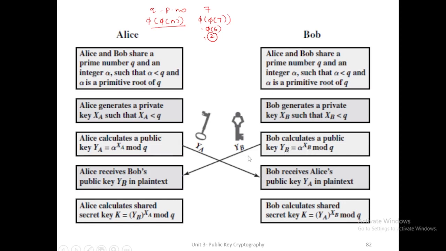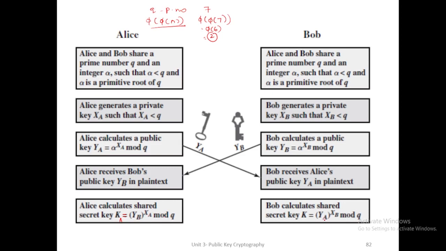After calculation of the public keys, they exchange their keys. The sender sends his public key YA to the receiver B, and the receiver sends his public key YB to the sender A. After exchanging keys, they separately calculate the secret key. If the sender calculates the secret key, it is termed KA. KA is calculated based upon the receiver's public key with its own private key. So the formula is KA is equal to YB to the power XA mod q.